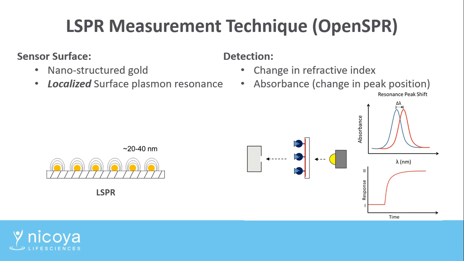So our nanostructured gold is going to absorb light, which creates this absorbance peak. And the center position of this peak is going to shift as binding events, or changes in refractive index, occur. And this new peak position will now give us our sensor response. Again, we're measuring the exact same properties as traditional SPR, but we're just measuring them in a slightly different way.